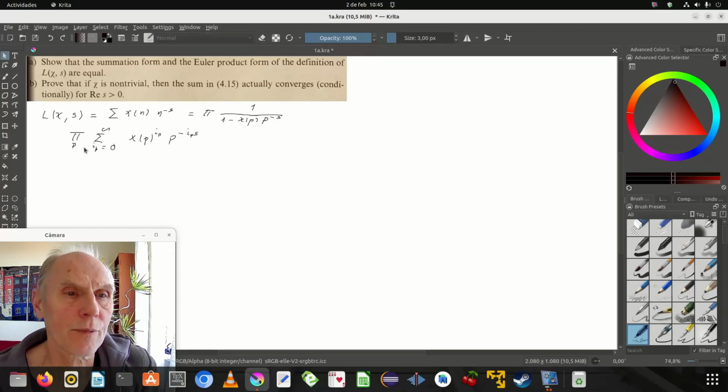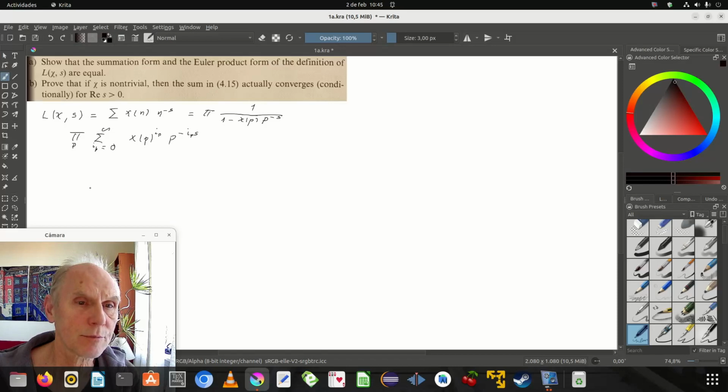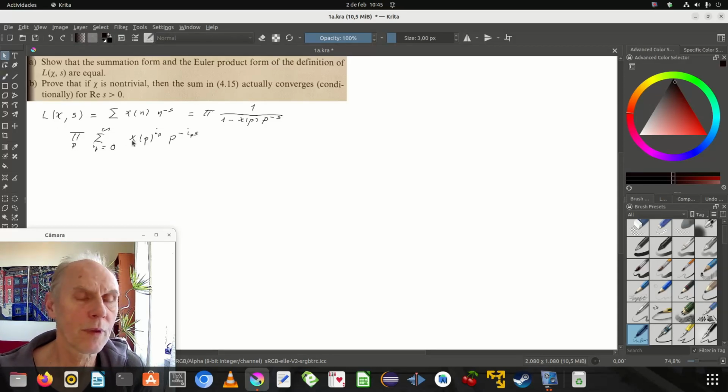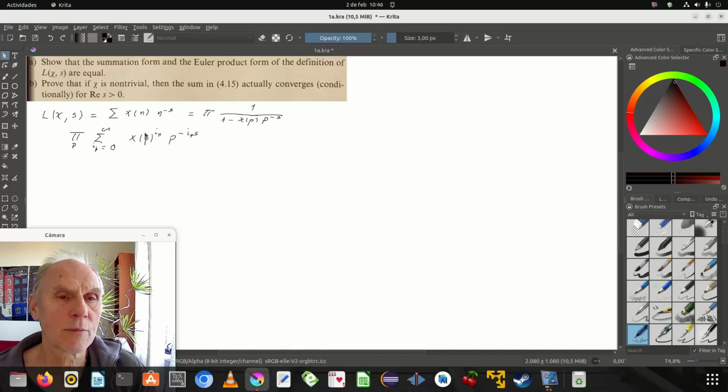And then we try to exchange sum and product. We'll rationalize that in a moment, I hope. And then it's pretty obvious because of the character being multiplicative and the power as well. And then we have unique prime factorization that it equals summing over all the integers, where we only have finite products.